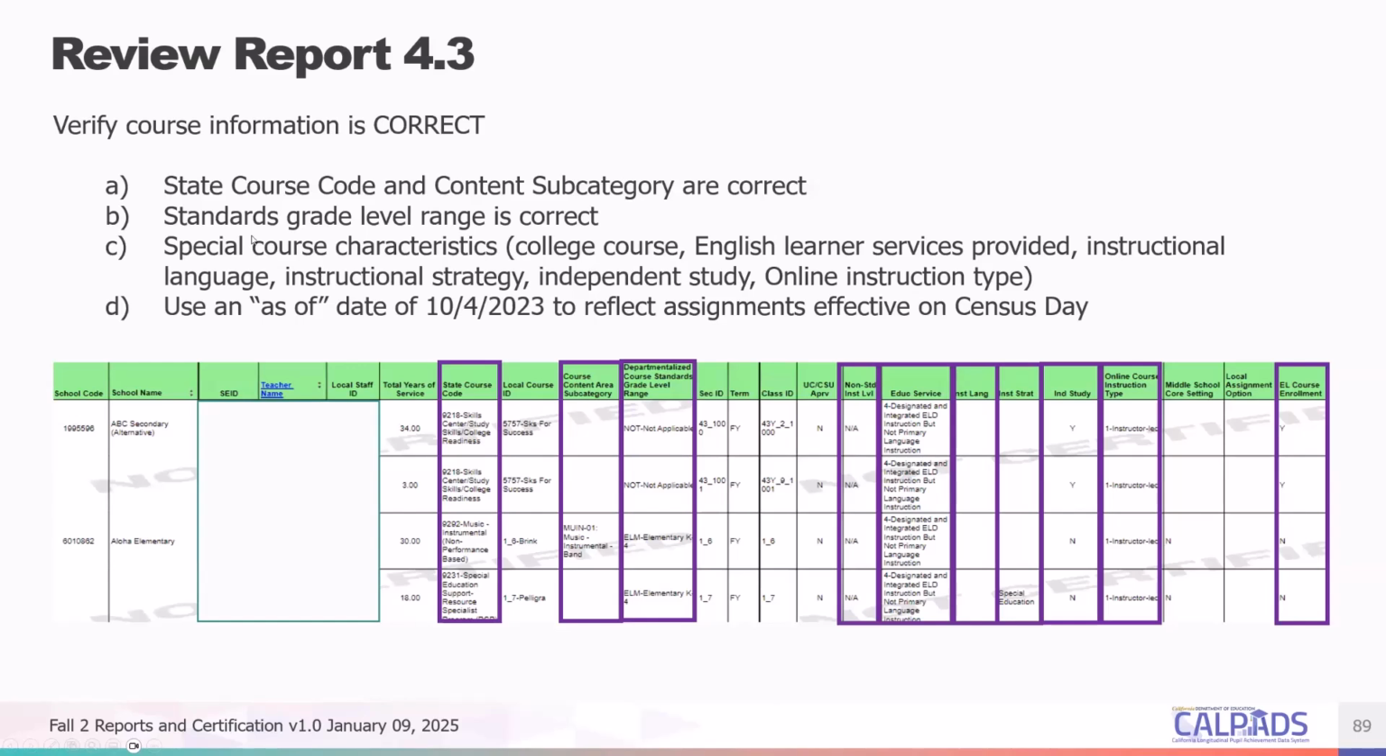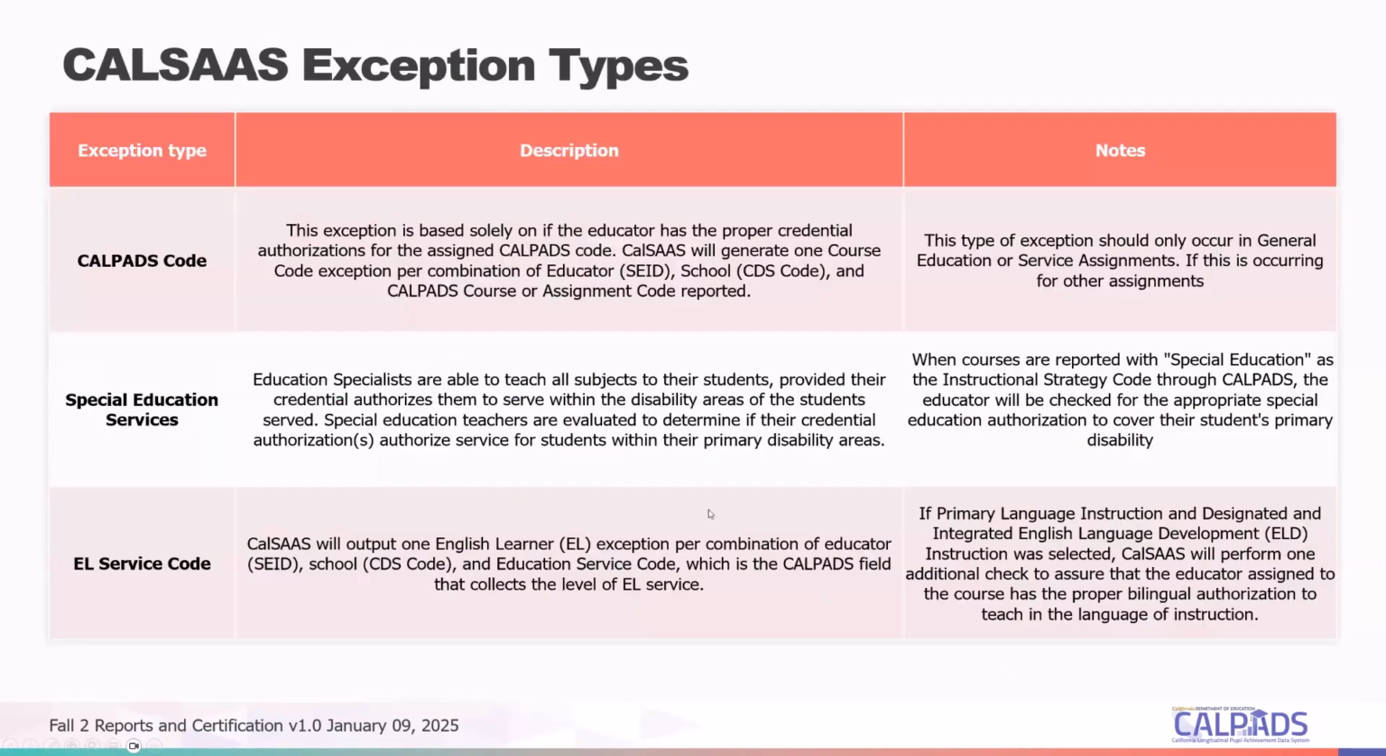Then coming back to report 4.3, we've highlighted several columns which can impact your assignment monitoring outcomes. You can use this as a reference. You can see the individual elements. And if you've been doing this for several years, when we had the course redesign, that was specifically for assignment monitoring. We wanted more detail and greater description in the course so that the outcomes were easy to determine. Then you have your different CalSAS exception types. You have your CalSAS code, special education services, and your EL code, right?